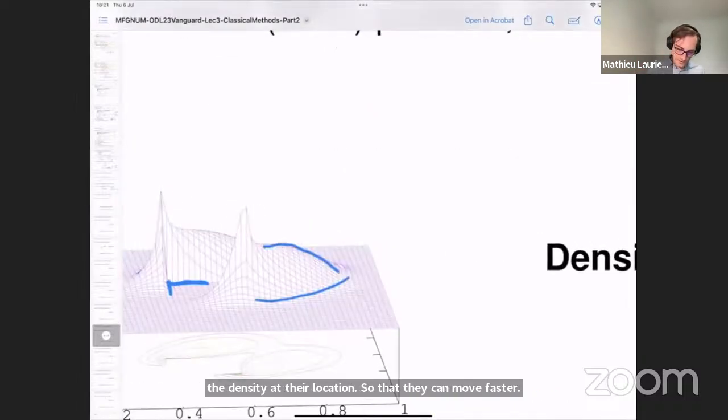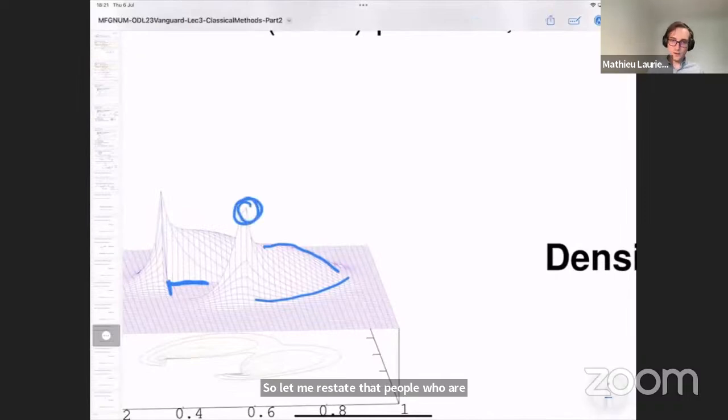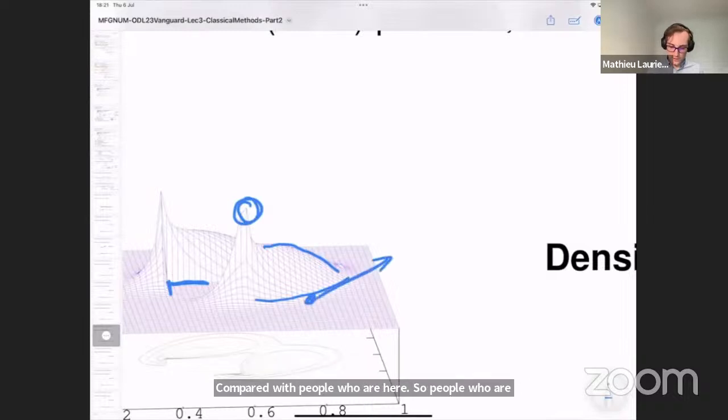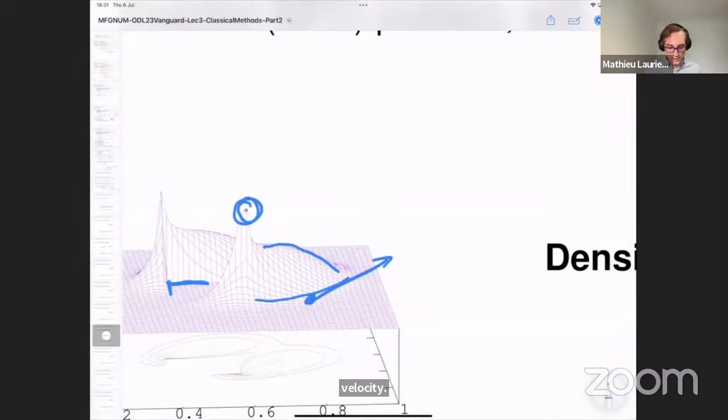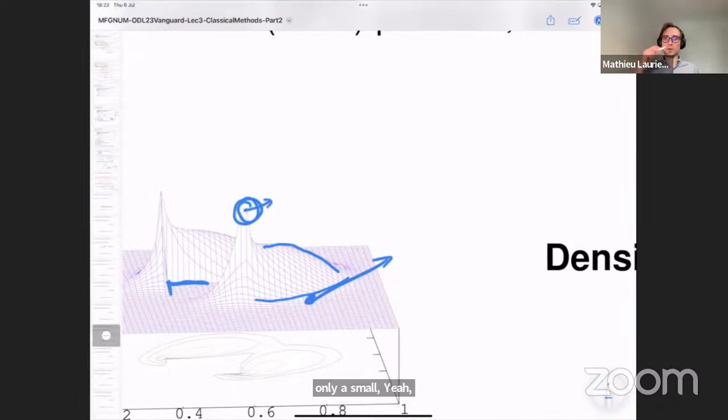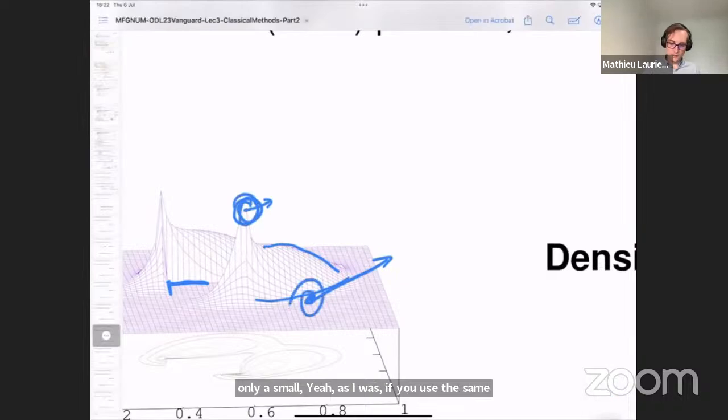So let me restate that. People who are here, concretely, they pay a very high cost to move compared with people who are here. So people who are here, they can use a very large velocity, and they pay a small cost. And people here, they can use only a small velocity, otherwise they would pay a very high cost. In other words, if you use the same velocity vector, you pay a higher cost here than here.